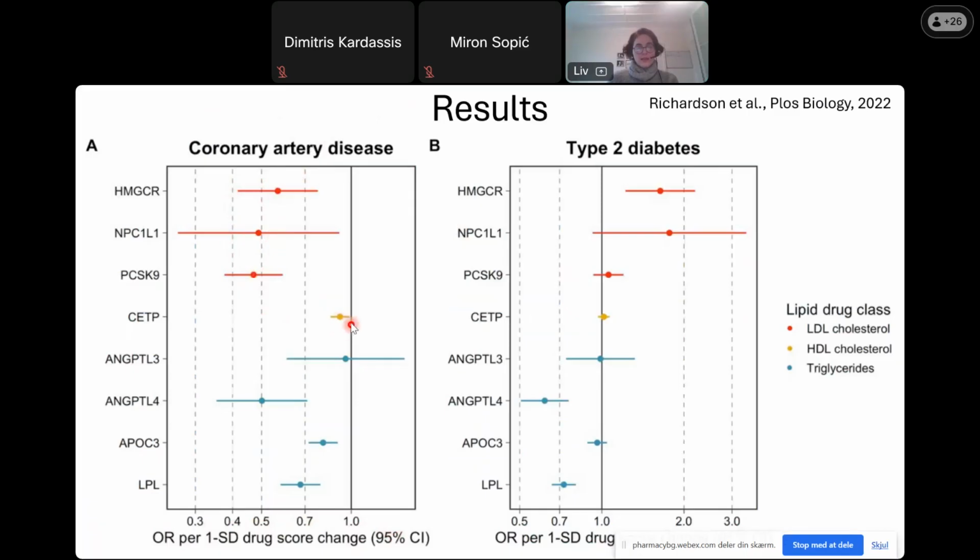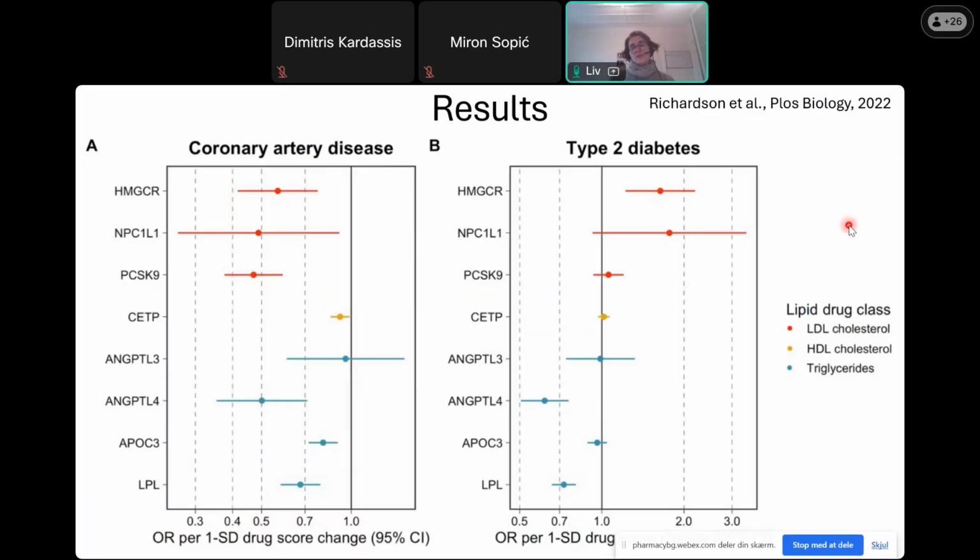There's also a slight reduction for CETP with the increase in HDL cholesterol, and there's a lower risk of coronary artery disease for ANGPTL4, so lowering of triglyceride via ANGPTL4 and via ApoC3 and via LPL. The only one that doesn't have any effect is ANGPTL3.